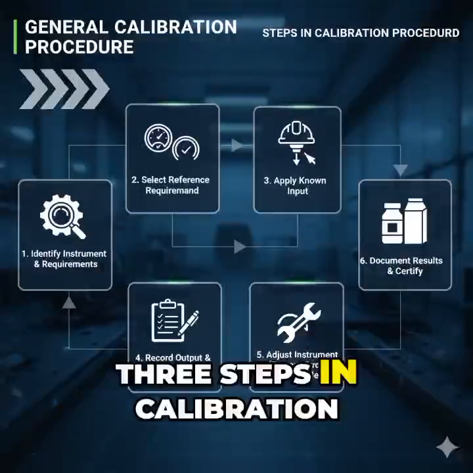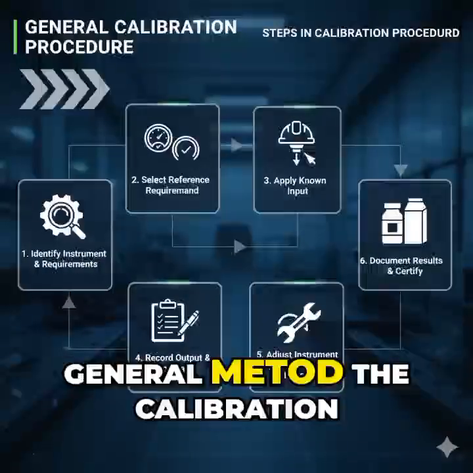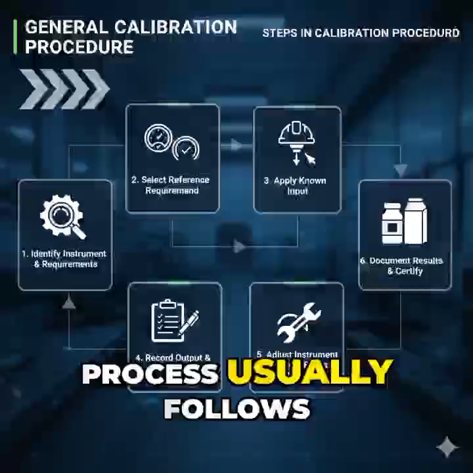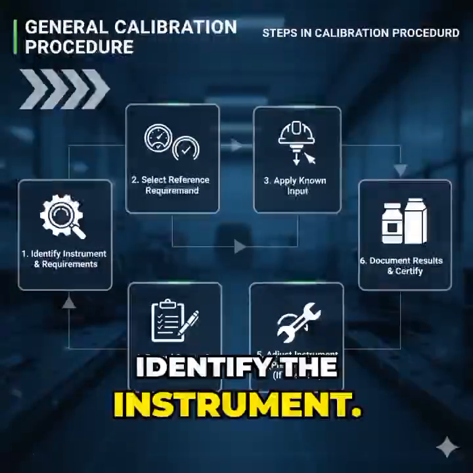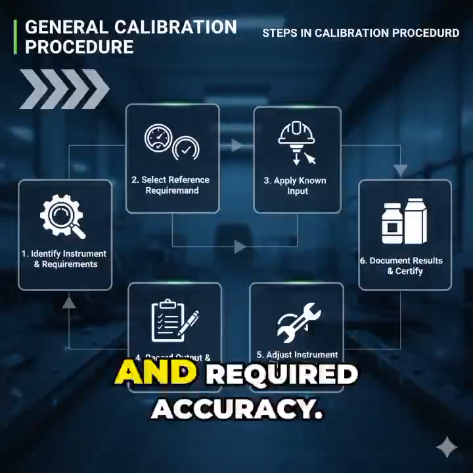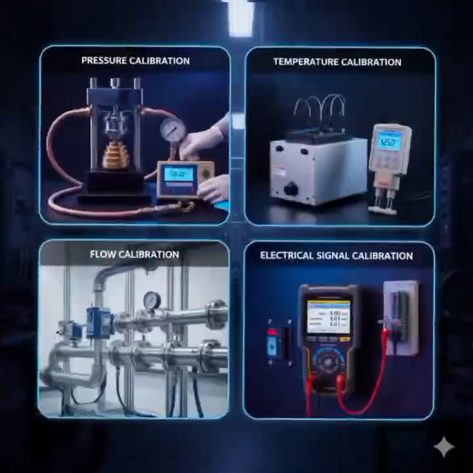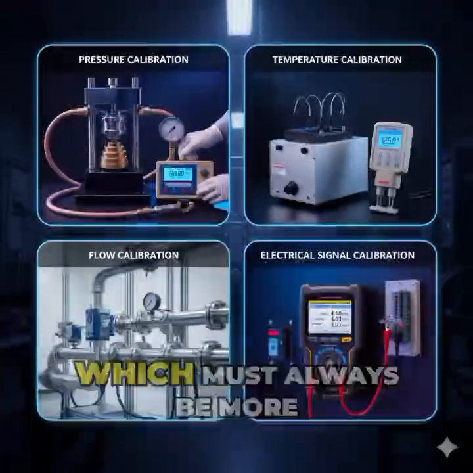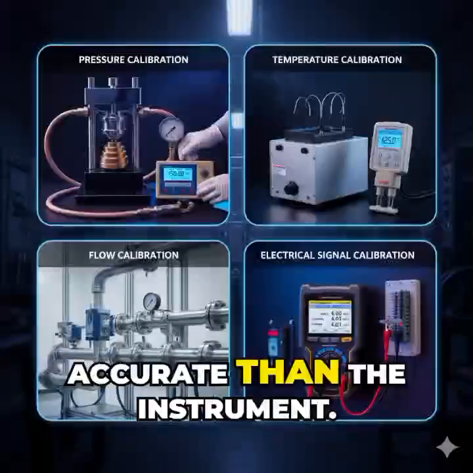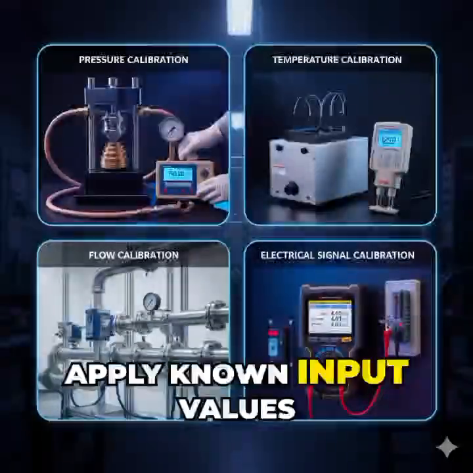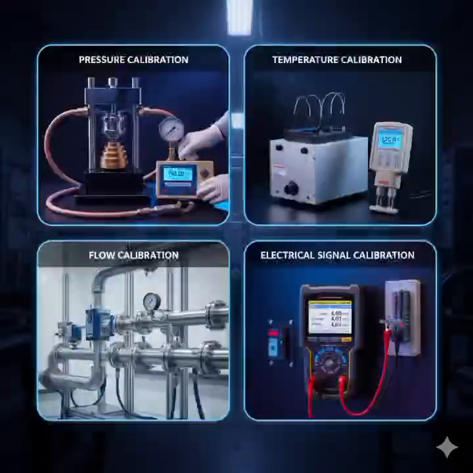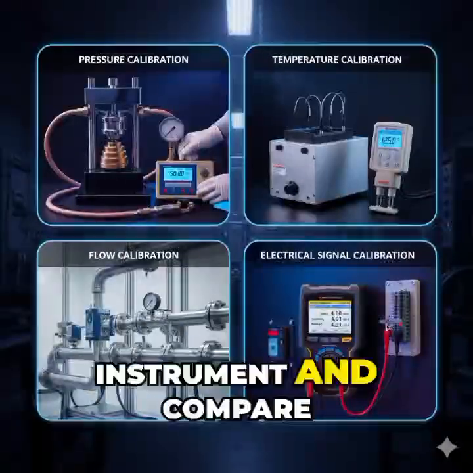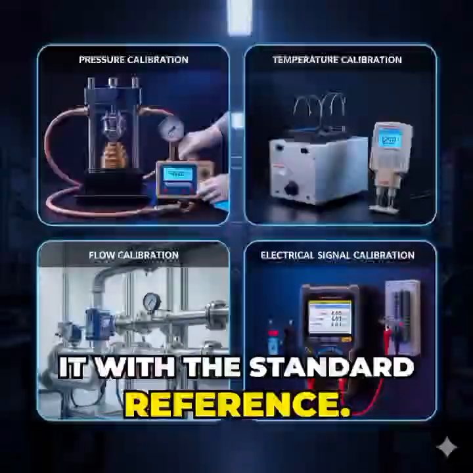3. Steps in calibration, general method. The calibration process usually follows a systematic procedure. Identify the instrument, know its type, range, and required accuracy. Select a reference standard, which must always be more accurate than the instrument. Apply known input values such as pressure, temperature, or voltage. Record the output of the instrument and compare it with the standard reference.